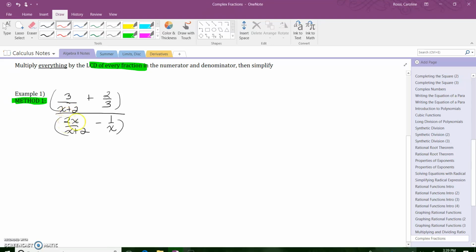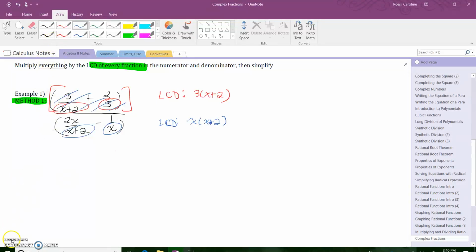And method 1 means that you completely ignore this denominator. So the denominator does not exist, and you're just looking at these two right here, and you're going to pick out the LCD of the numerator, those denominators. And since they share nothing in common, the LCD is just the product of their two denominators. Then pretend that the numerator doesn't exist, and you're going to write down the LCD of the two fractions in your denominator. So those two denominators share nothing in common, so their LCD is the product of their two denominators.